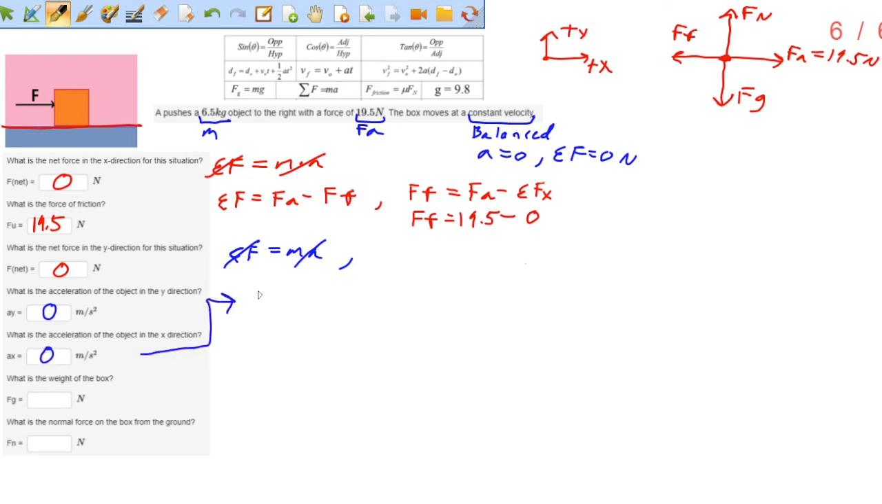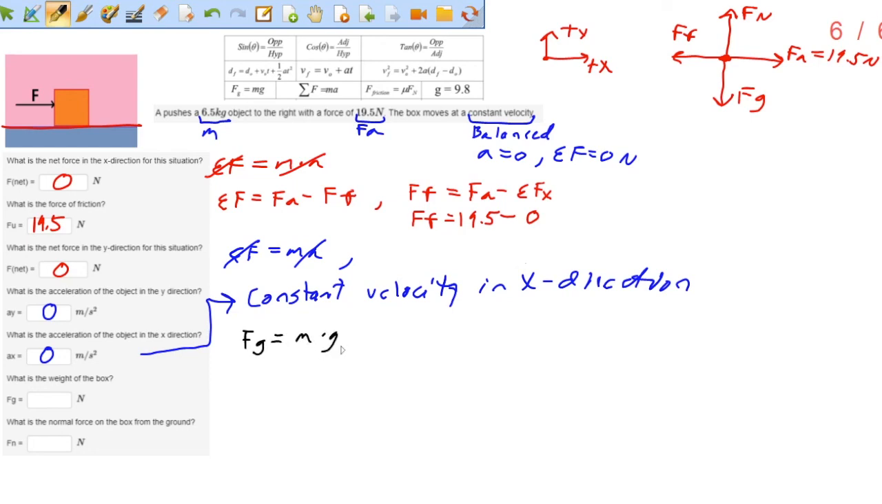We also know that acceleration is 0 here because it told us that we are moving at a constant velocity in the x direction. In order for us to have a constant velocity, it means that we cannot be experiencing any acceleration. So that's why our acceleration is 0. What is the weight of our box? Well, we know that our weight is equal to mass times gravity. We know the mass of this box is 6.5 kilograms, and we know the gravitational pull on Earth is 9.8.